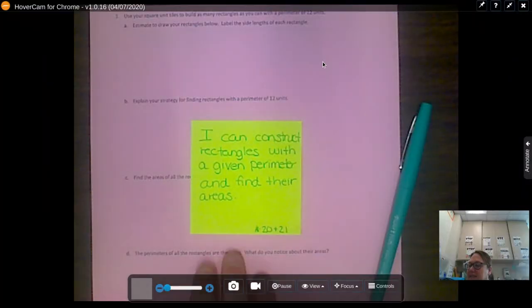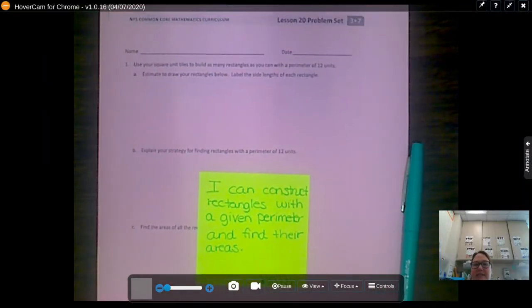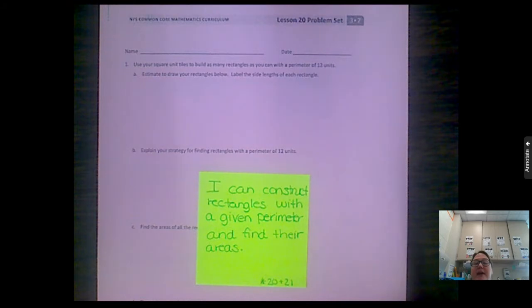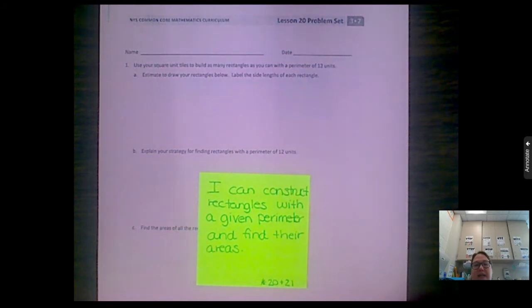Hi, third graders. Today we are working on lesson 20. So we're working with perimeter. And today it says I can construct rectangles with a given perimeter and find their areas.